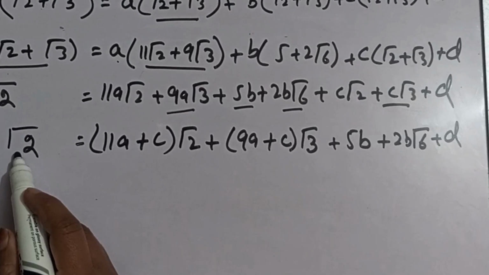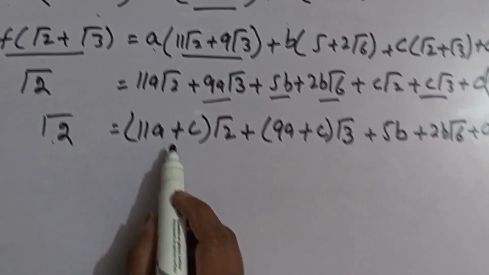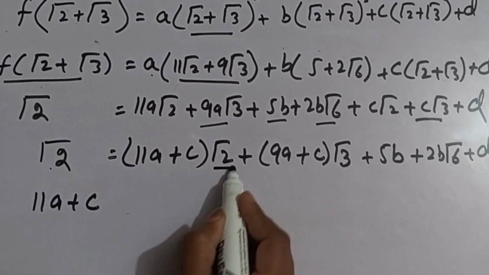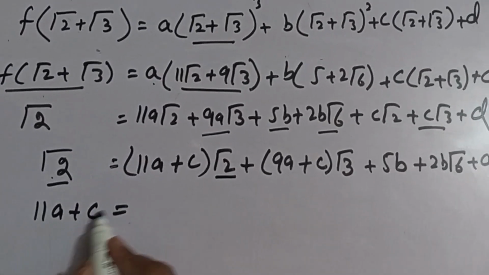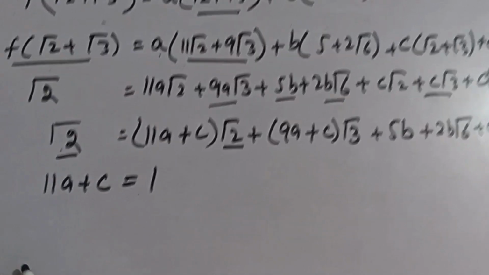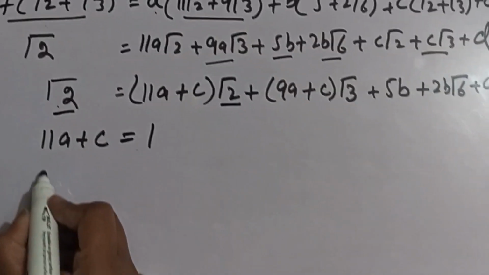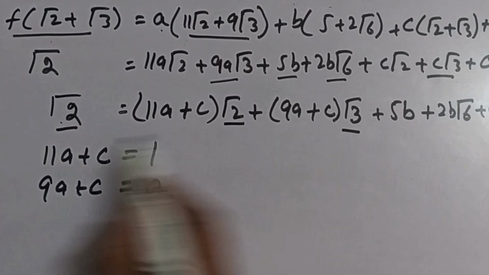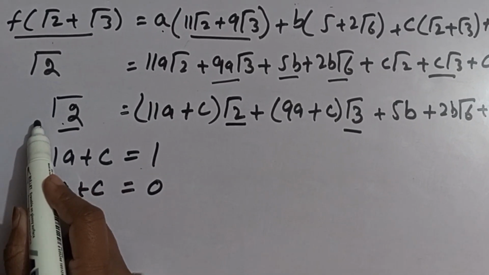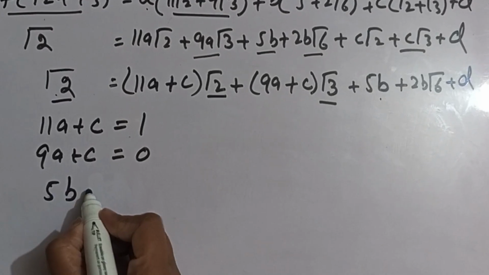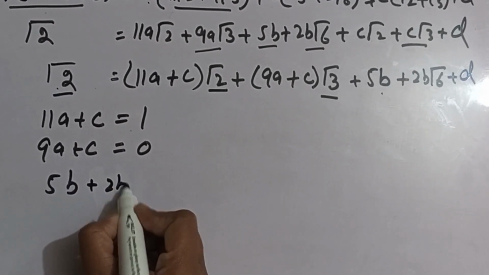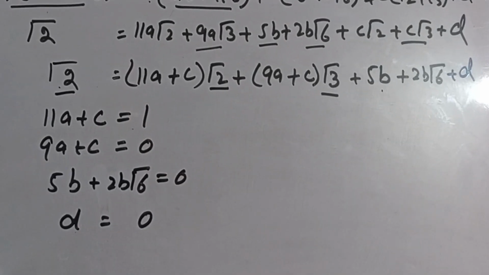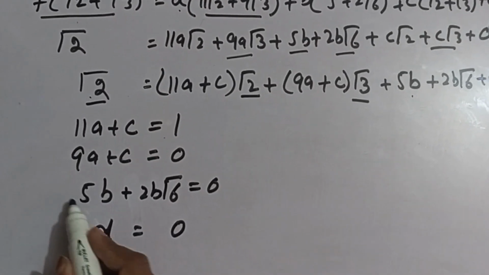Now we compare the left hand side and right hand side. So this implies 11a plus c, this is the like term, is equal to 1, and 9a plus c is equal to 0 because we have no value of square root 3 on the left hand side. So 5b plus 2 multiply b times square root 6 is equal to 0, and d is equal to 0.